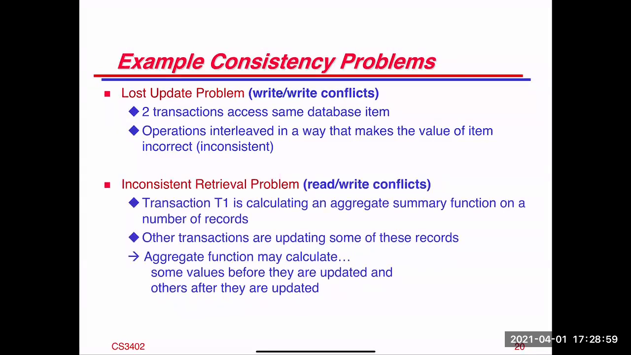A second consistency problem that we may encounter is the inconsistent retrieval problem. So this is not a write-write conflict, but a read-write conflict. So for example, transaction T1 might be calculating an aggregate summary function on a number of records. This could be, for example, the total value that we calculate for all the branches that we just saw in the previous example, while other transactions are updating some of these records. Now, it can happen that the aggregate function may calculate some values before they are updated and others after they are updated. And of course, as a result, you might get some inconsistencies.